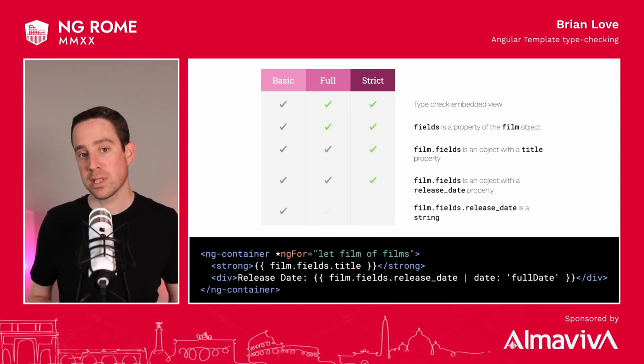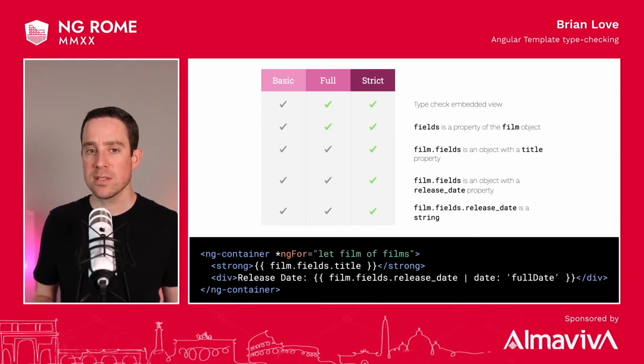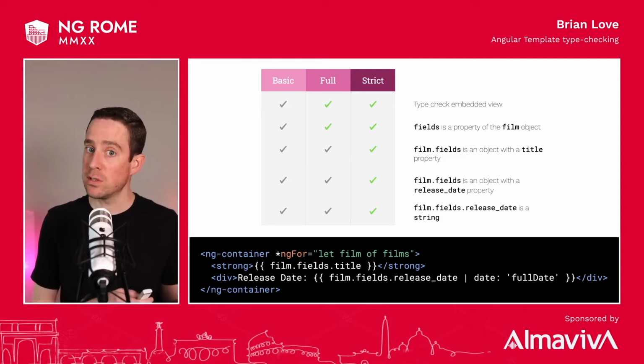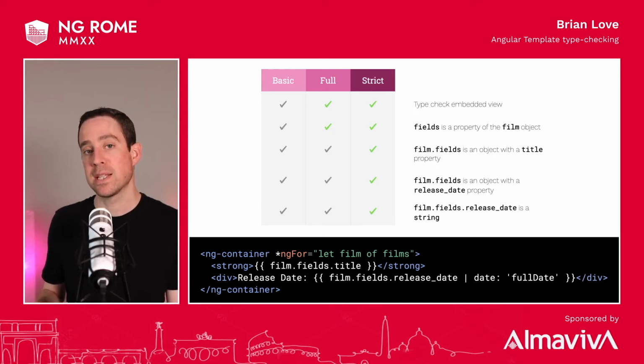Finally, and this is also where it gets kind of interesting, we're going to actually check that release date is a string. And why this is important is because the date pipe is expecting that type on the argument to be a string. And so the Angular compiler in strict mode is going to check the type of the value that you're providing to a pipe against the type that pipe is expecting.